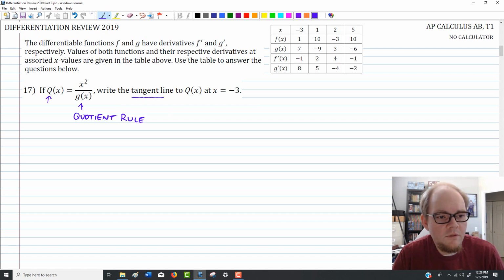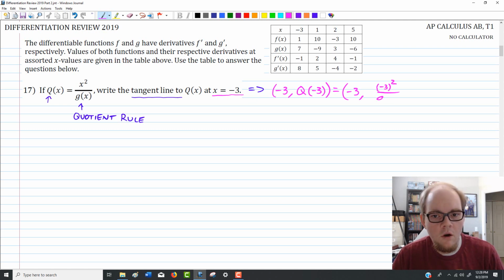But then in addition, we're supposed to find the tangent line. We want the actual equation of the tangent line, so that also means we need to figure out what y is going to be for this tangent line. What is the y value at this point? So I'm going to start with the point of tangency issue. We're talking about things happening at x equals negative 3. In fact, I'll switch colors for this. Therefore we want to figure out what is the point negative 3 comma q of negative 3. Based on our function, we know that the value at negative 3 is going to be negative 3 squared over g of negative 3.